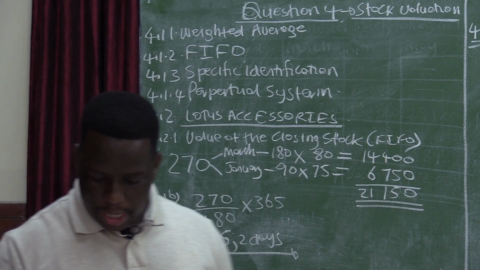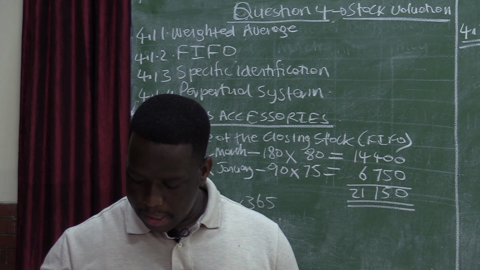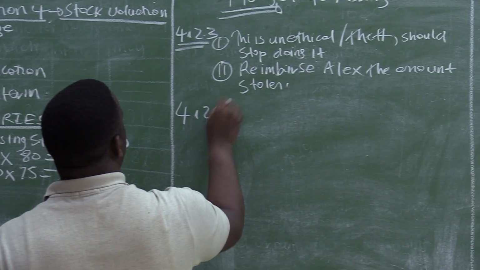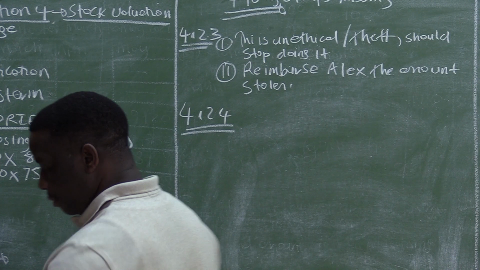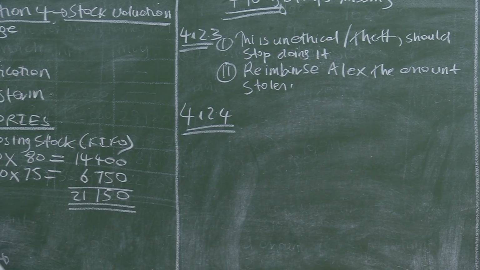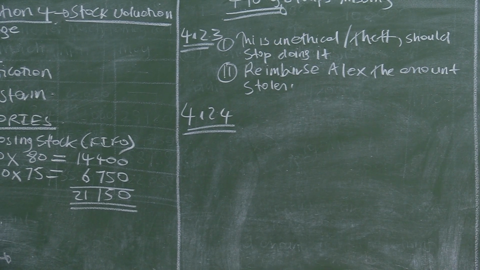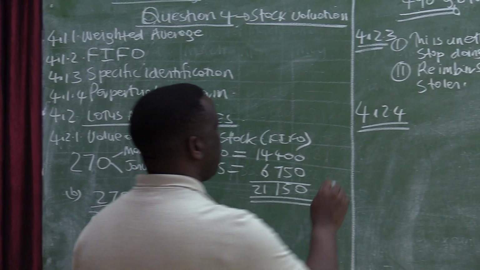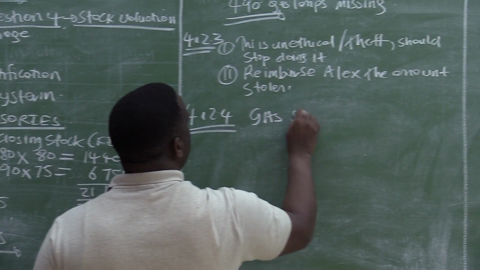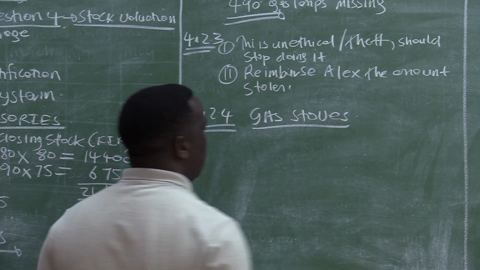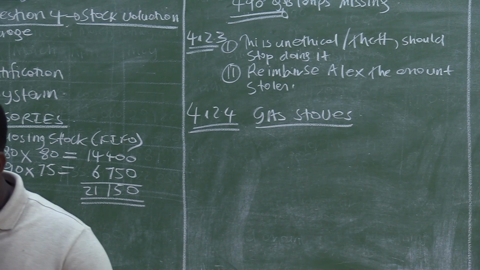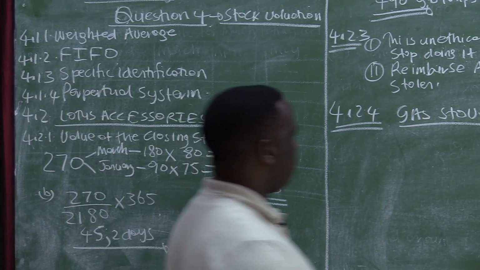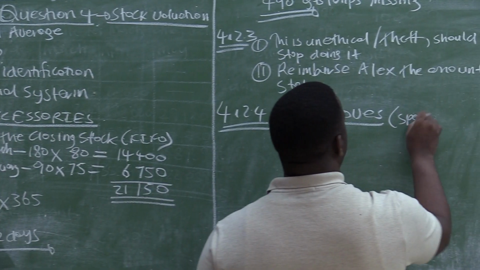Right. We are now proceeding to 4.2.4. Calculate the closing stock value for gas stoves. It is now gas stoves, no longer gas lamps. We are now dealing with gas stoves. All right. We want to calculate the value of the closing stock for gas stoves on 3rd April, and we are now using specific identification method.